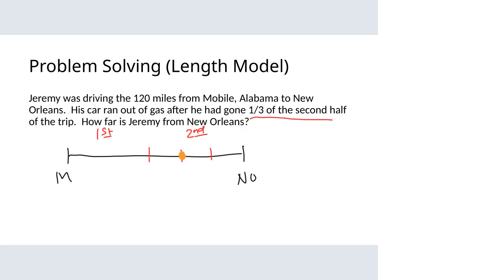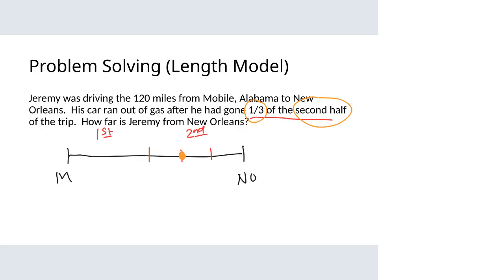We started out with the whole thing, 1. We chopped it in half, and then we went with 1/3 of that because that's what we were given. He ran out of gas after he had gone 1/3 of the second half. So we need to identify the second half, and then he'd only traveled 1/3 of that. So that's where our picture came from. The question says, how far is he from New Orleans? Well, we know where he is now.